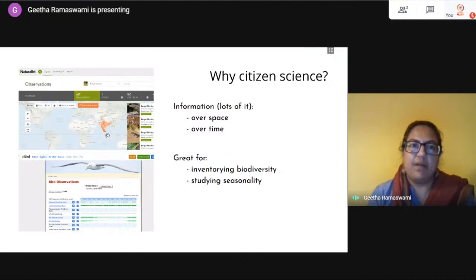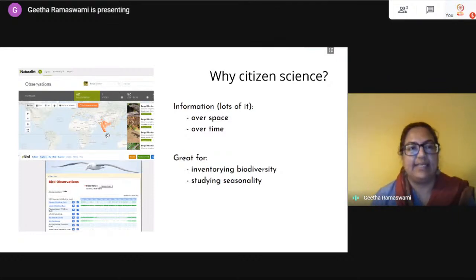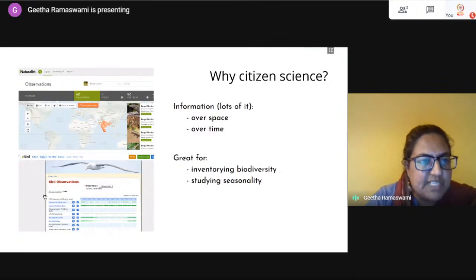The other great thing about citizen science is that when you engage with something continually, it has the potential for garnering information over the long term. And long-term data is always great for studying things like seasonality. So here's another example from eBird. eBird is a portal where you can submit observations of birds that you see in your locality. And if you see here, these are species of birds, and here's the year going from January to December.